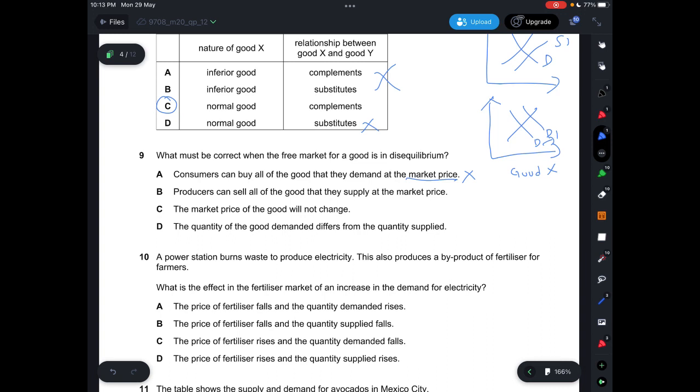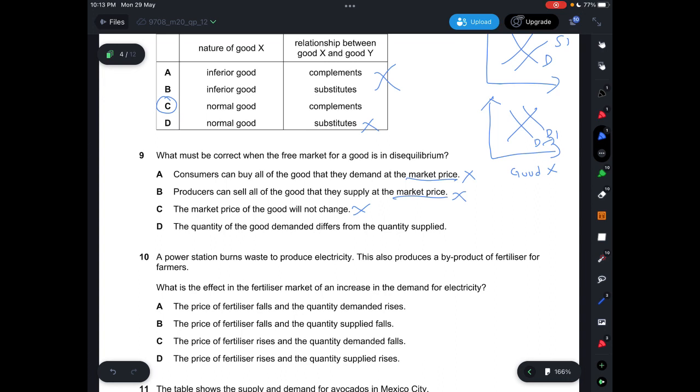And B, producers can sell all of the good that they supply at the market price, which is also not correct because it still says market price. And C, the market price of the good will not change, which is not correct because the market price is determined based on when the good is, even if the good is in disequilibrium or not, that will still be the market price. Let's say there's a minimum price or maximum price, that will be the market price because that's what the price is set at.